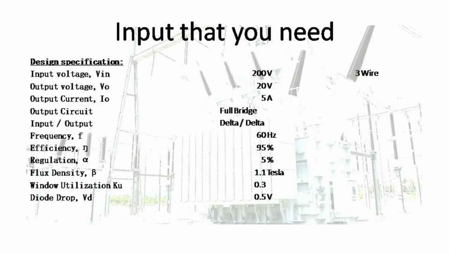Now, of course, frequency, we're using 60 hertz. Efficiency, we're going to aim at 95%. The regulation or alpha, we're going to put as 5% in this example. Now, flux density, we're going to design it to 1.1 Tesla. For the window utilization or KU, we're going to set this at 0.3. And for the diode drop or VD, we're going to set this as 0.5 volts.